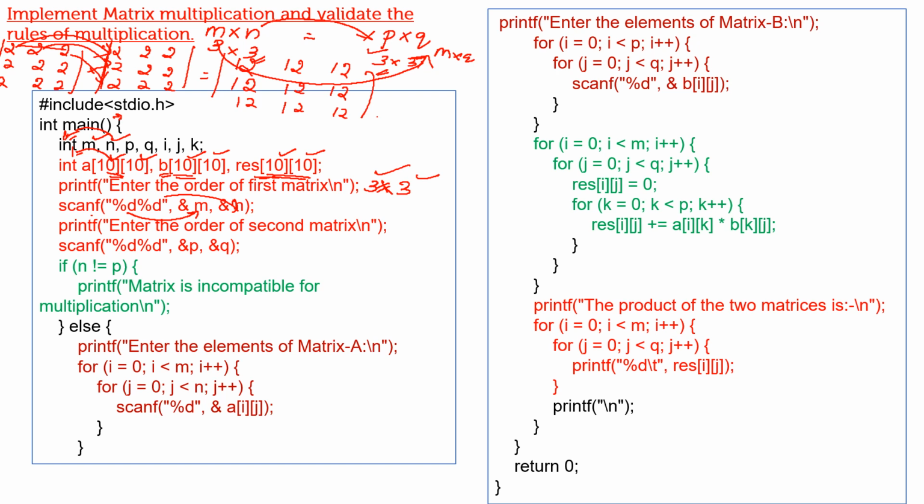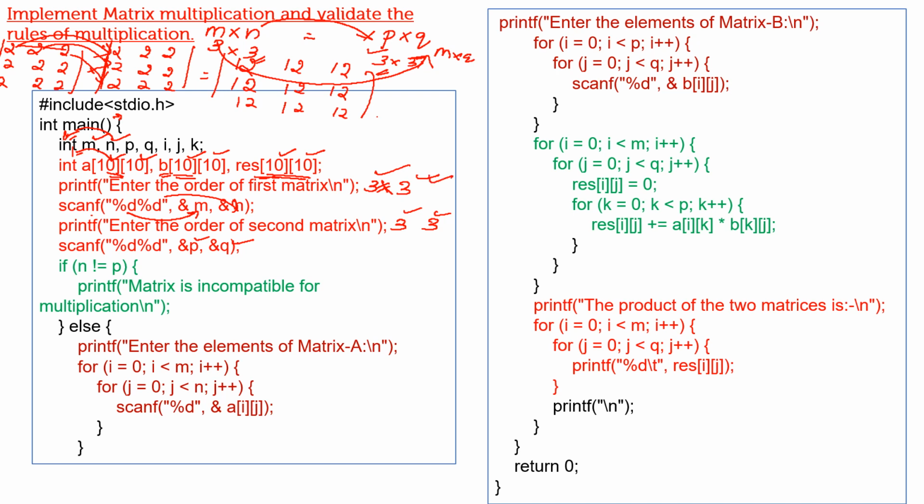Similarly, you are entering the order of the second matrix. I'm taking it as 3 3. The order will be saved in the locations p and q. Now m and n will have the row and column of your first matrix. Similarly, p and q will have the row and column of your second matrix. Okay, till this point you are clear.